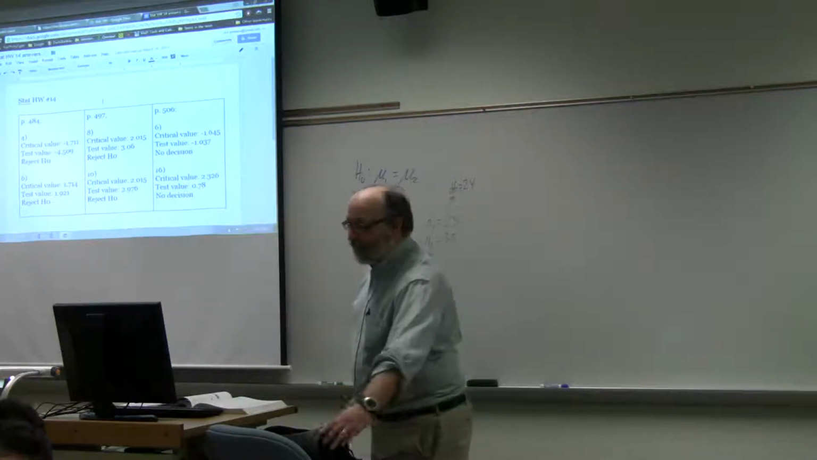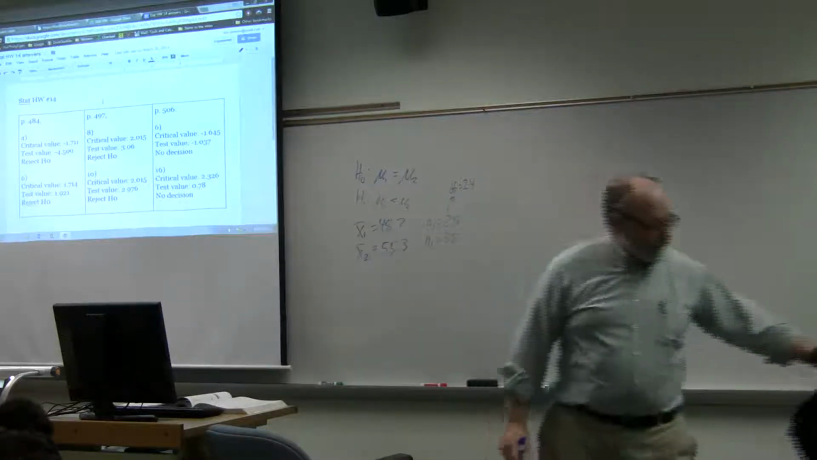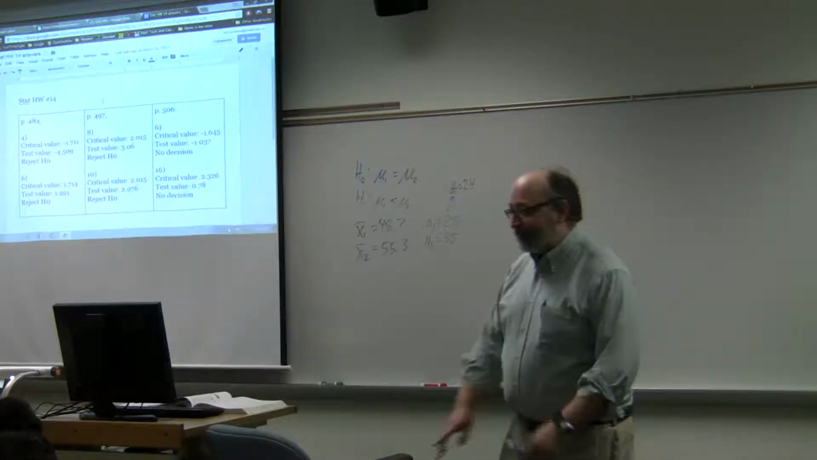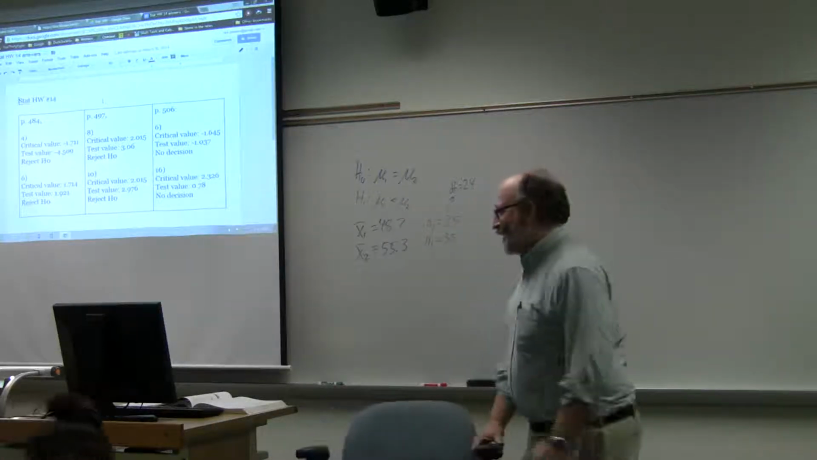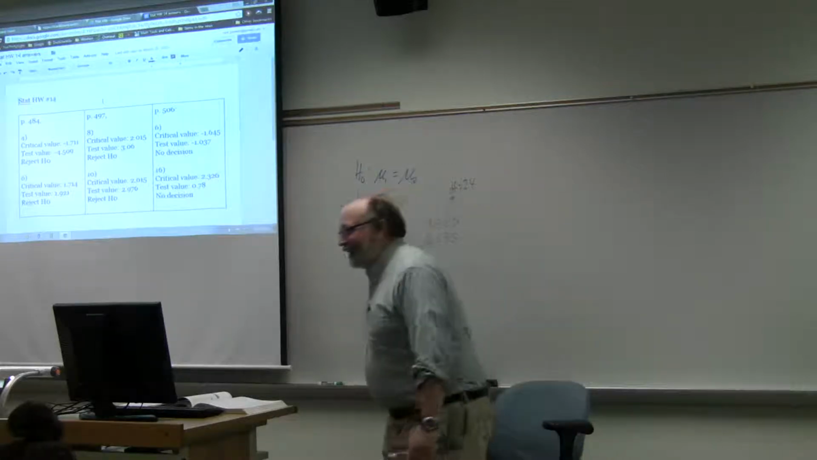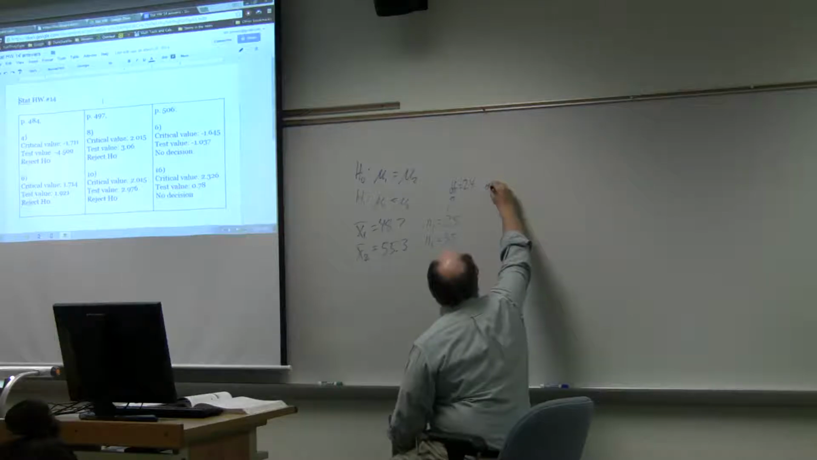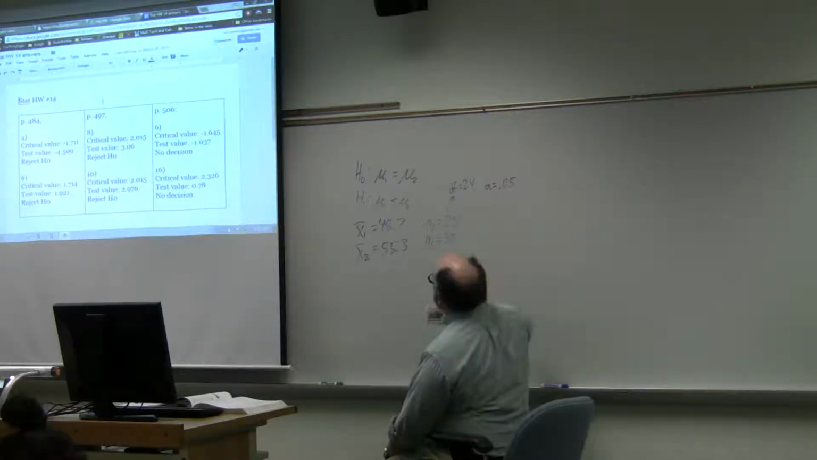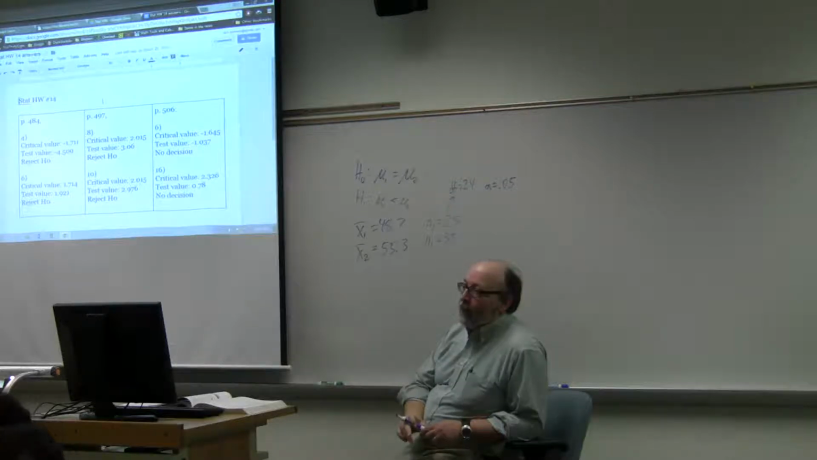We need alpha. Alpha. Okay. 0.05. All right, so we're going to use alpha 0.05. And when we look that up, we see 1.711.